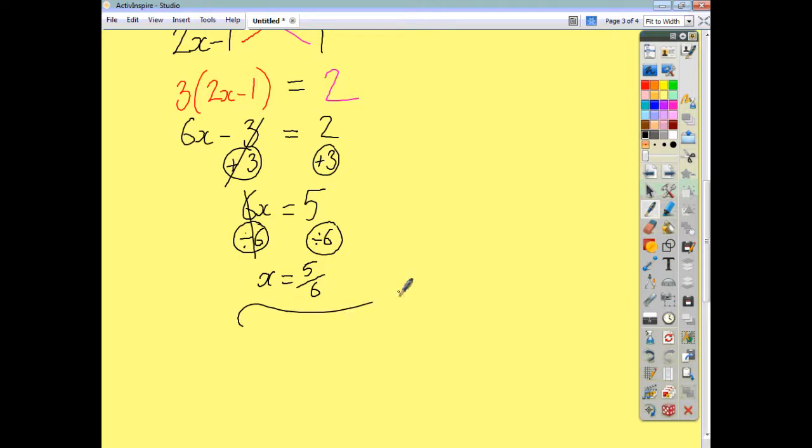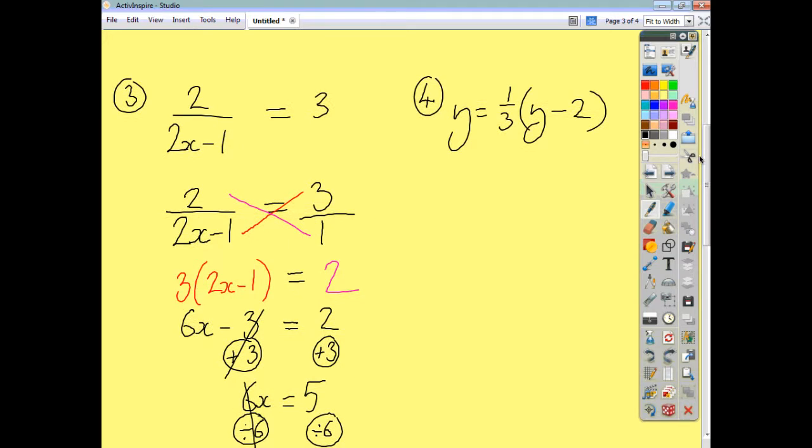Now let's look at this one. What have we got? In question 4, we've got y equals a third of y minus 2. Now, when you find a third of something, what are you doing? All you're doing is dividing by 3. So I can write that as y minus 2 divided by 3. And y, as we said earlier on, is just y divided by 1, because anything divided by 1 just gives you itself.